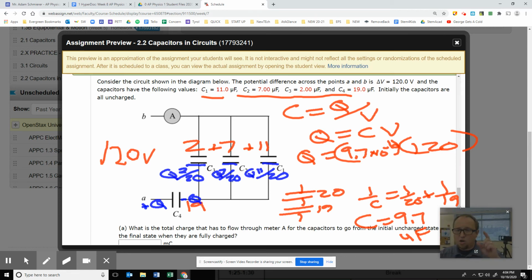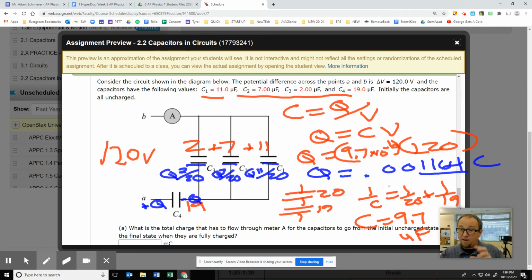So when I have that number, this number here, Q, I get 9.7 times 120 times 10 to the negative 6. I get a charge of 0.001164 coulombs. Okay, I might have rounded wrong. Forgive me if I did. Let me know if that affected the answer on WebAssign.